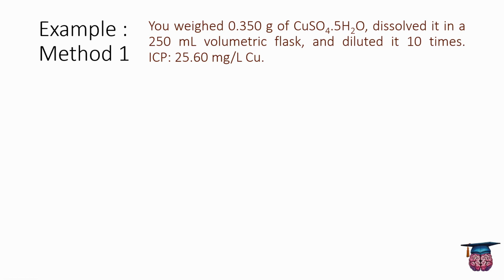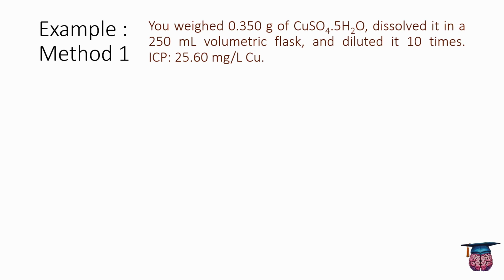In this problem, you weighed 0.350 grams of copper sulfate pentahydrate, dissolved it in a 250 milliliter flask, and diluted it 10 times. Now, from our ICP analysis, we see that we have 25.60 milligrams per liter of copper. Now we need to determine the percentage purity of this in terms of copper.